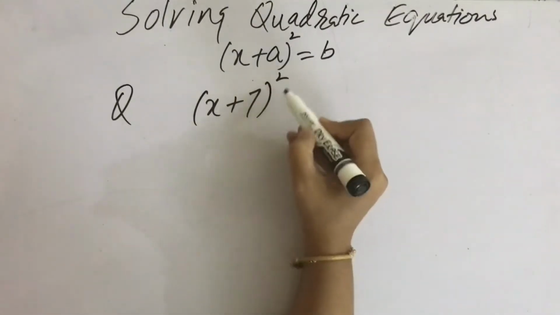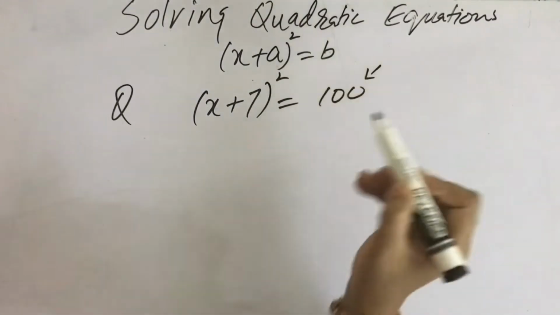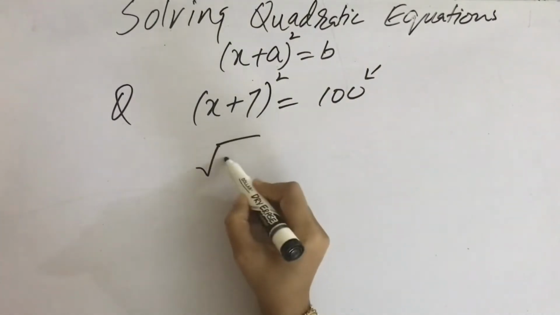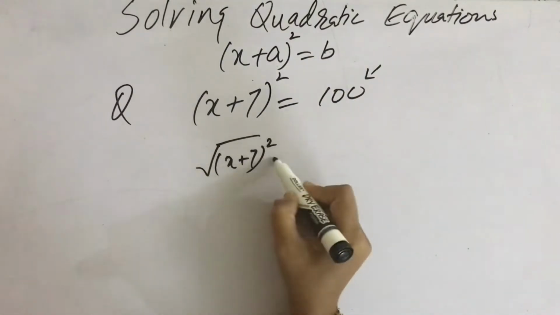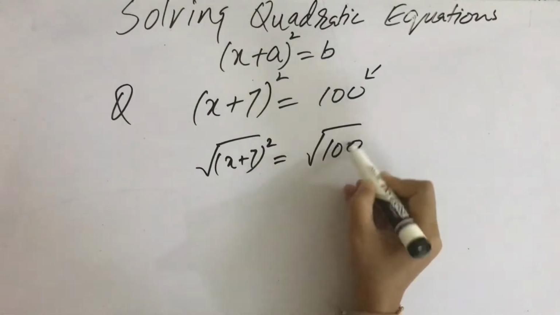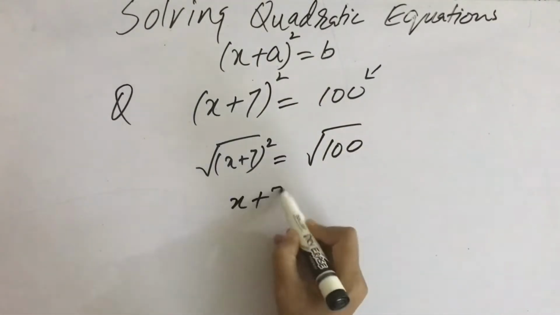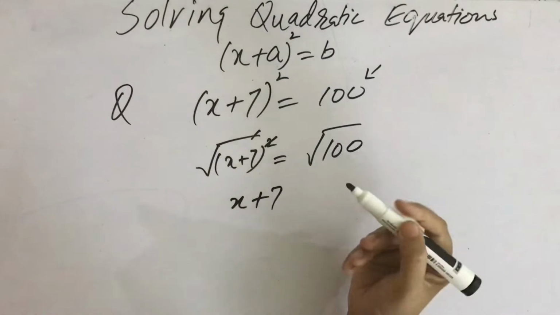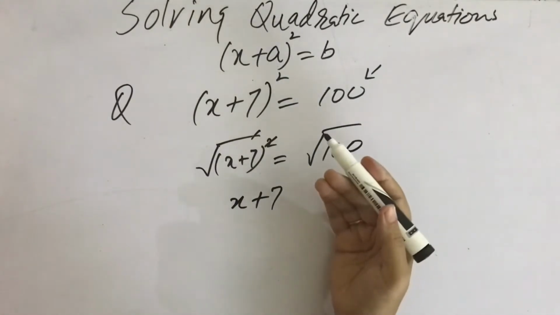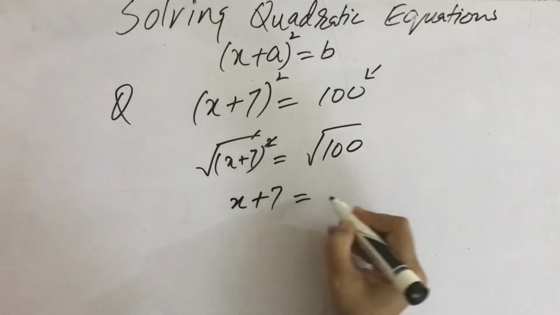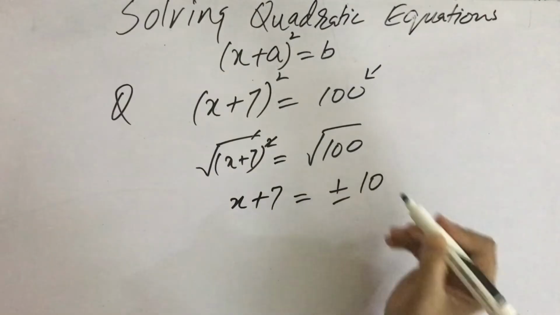(x plus 7) square is equals to 100. 100 is a perfect square. You can have x plus 7 equals to square root of 100. Square root of 100 is 10. We shall cancel this square root, or in other words the square root will vanish the sign of square. You will have plus minus 10.